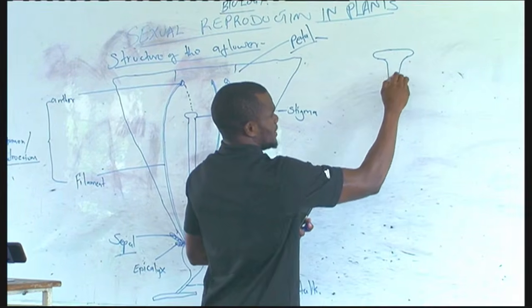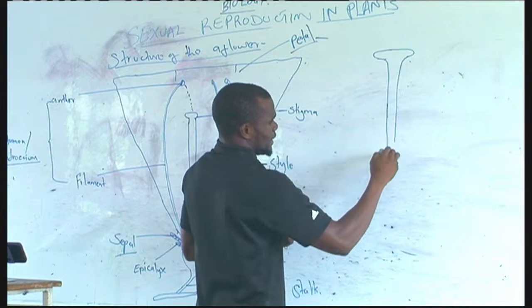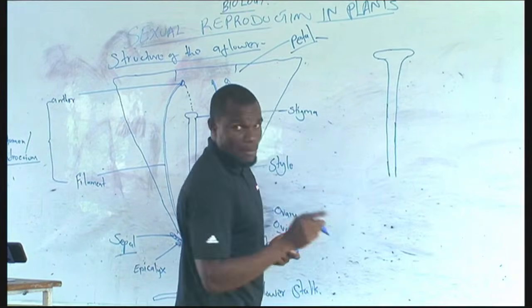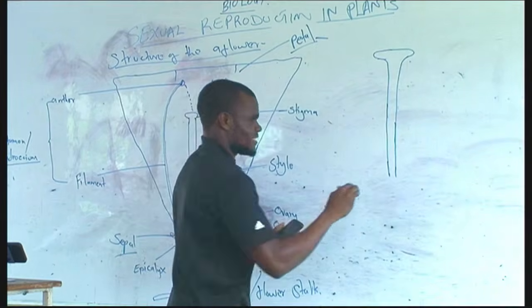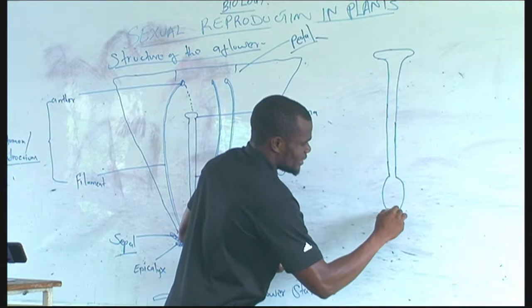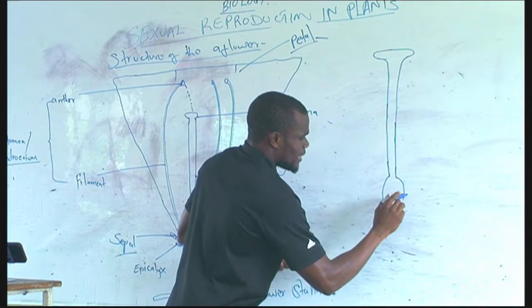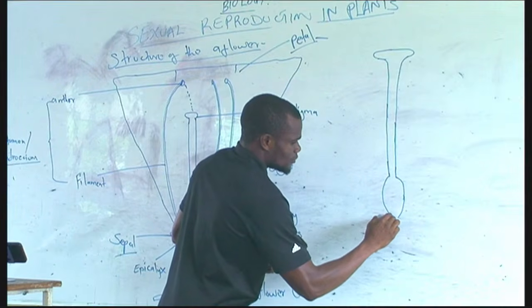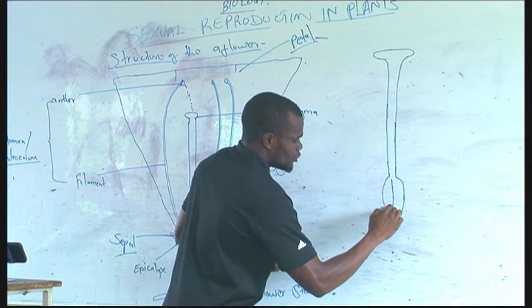I'm drawing it that way for clarity. We'll just extract the female part of a flower, but with a pencil. So you have to use a pencil. If you use ink on a biology diagram, even if your diagram is clear and well labeled, it will automatically be wrong. So you have to take note of that.